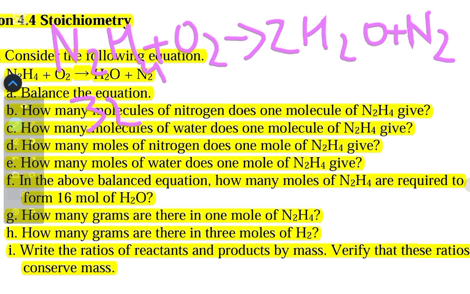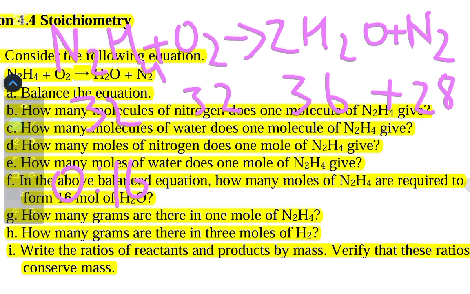There's only 1 mole. The molar mass of O2 is 32, since oxygen is 16. Now H2O: H is 1, so diatomic H is 2, and oxygen is 16, so 16 plus 2 is 18, but then there's 2 moles, so that's going to be 36. Plus N2: N is 14, so it's going to be 28. When you add them, you'll get 64 on both sides. This is the ratio of mass, and it's equal. It conserves mass.